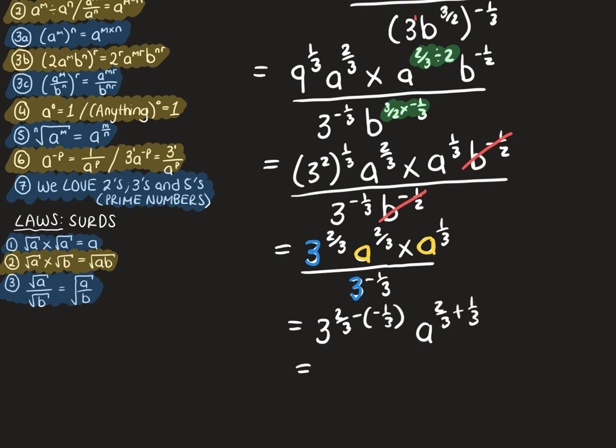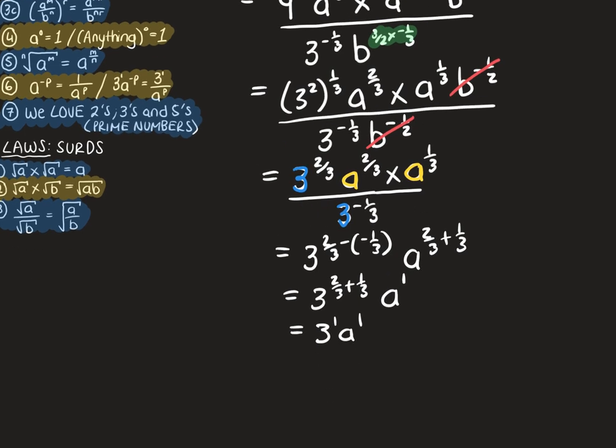So what's going to happen here? This is going to give me 3 to the 2/3 plus a third. A to the power of 2/3 plus a third is 3 over 3. So that's going to give me a 1. 2/3 plus a third is also 1. So 3 to the 1, a to the 1. So my final answer for this is going to be a beautiful simplified 3a.